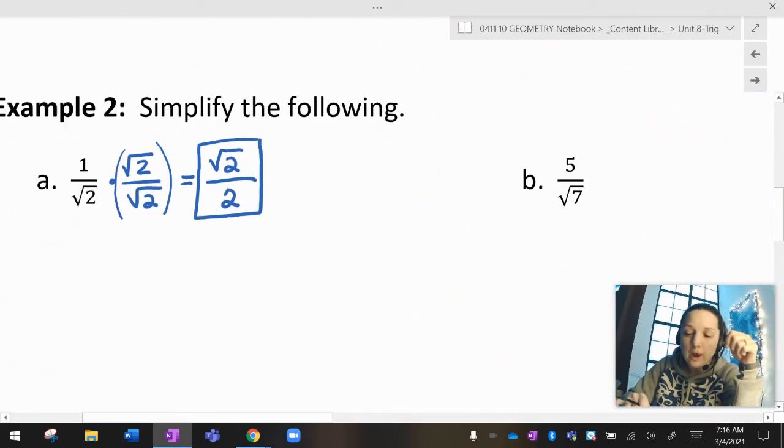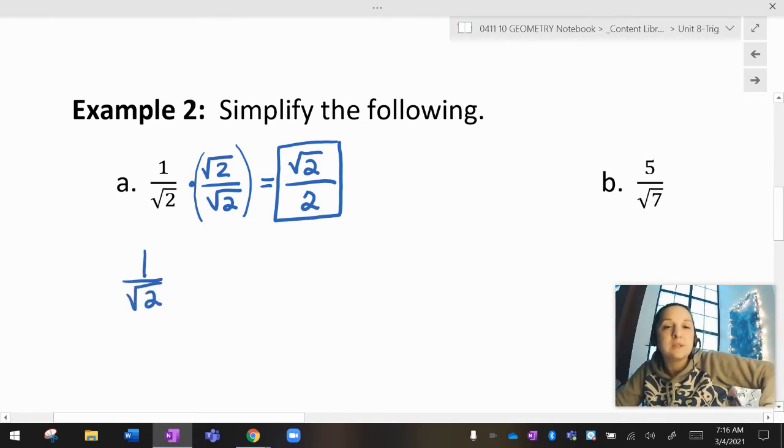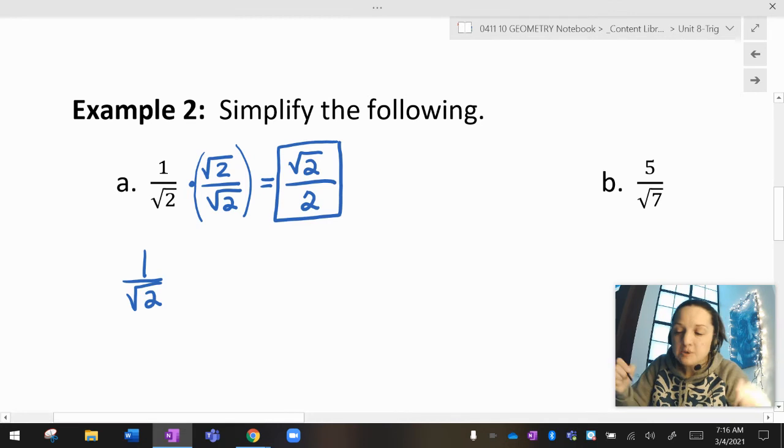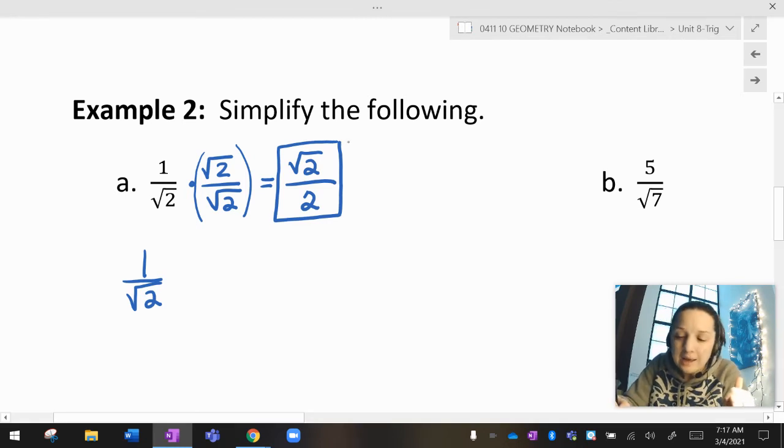When it comes to rationalizing the denominator, if somebody put me on the spot and said, hey, Mrs. Vibber, what's 1 divided by the square root of 2 as a decimal? I would say, yeah, I don't know. But if somebody asked me what the square root of 2 over 2 is as a decimal, I would know that the square root of 2 is around like 1.5, and 1.5 divided by 2 is like 0.75-ish, and I can estimate this in my head.